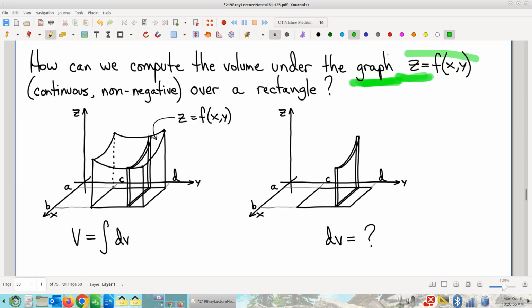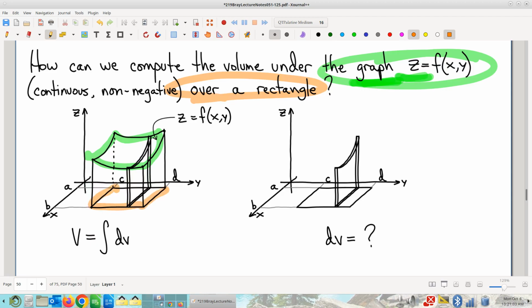We're looking at a graph, and we're going to look at the part sitting over a particular rectangle in the XY plane. And the question is to compute what is the volume sitting under that graph over the designated rectangle. All right, so there's the question.